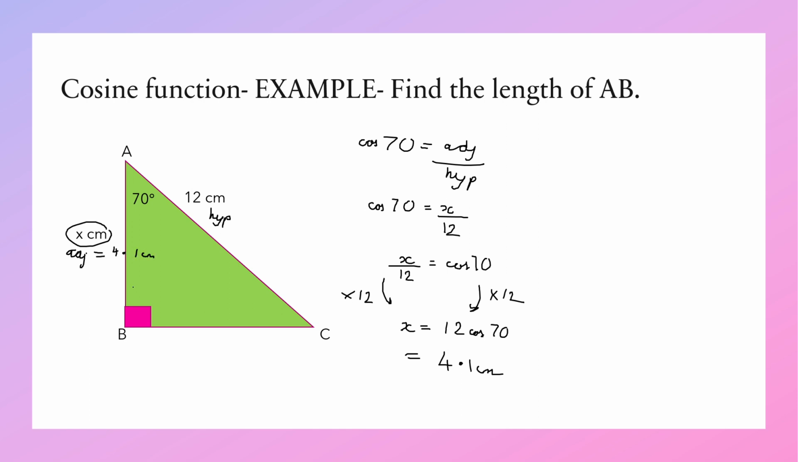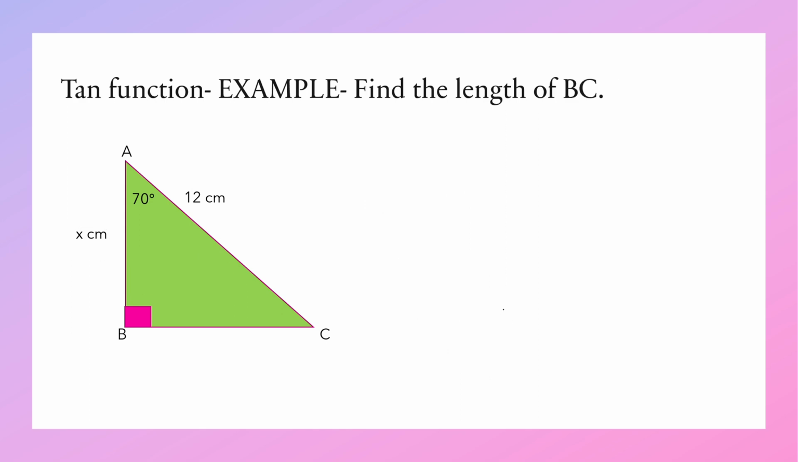You know you've done it wrong if I was getting 13.5, then I'd probably have done something wrong. Why do you think that is? Well, it's bigger than the hypotenuse, greater than the hypotenuse. So we have to be careful with how we arrange it.